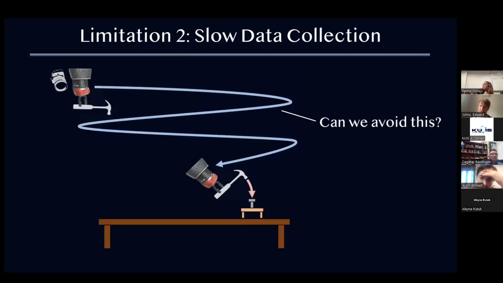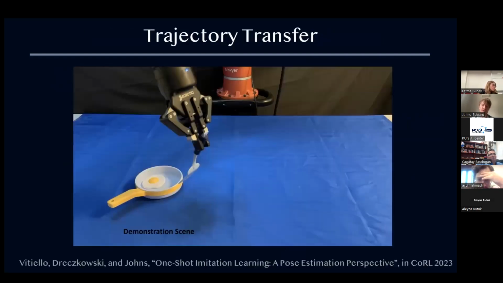Another limitation of this approach is that we have slow data collection. Even though the human doesn't have to collect this blue trajectory ourselves, it still takes about 15 or 20 minutes to collect this data. So ideally, we would want to avoid that. It would be nice if the robot didn't have to collect this data at all. So what we started thinking about is, how can we do this with a head camera without having to collect that data? And we developed a method based on the concept of trajectory transfer.